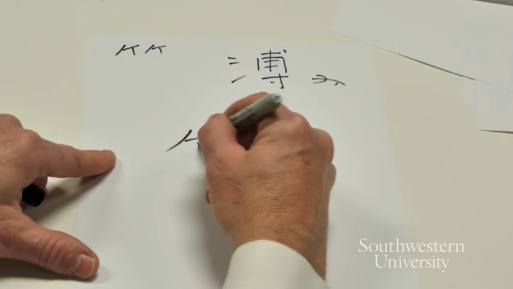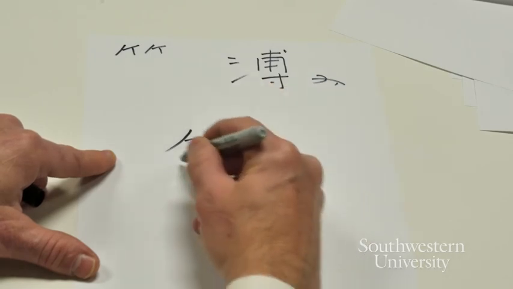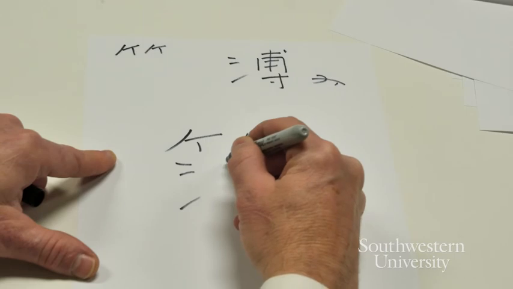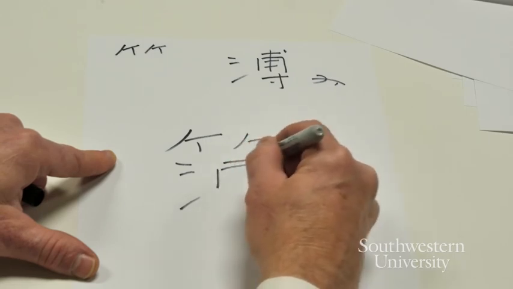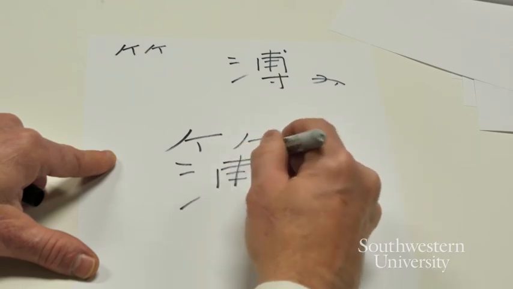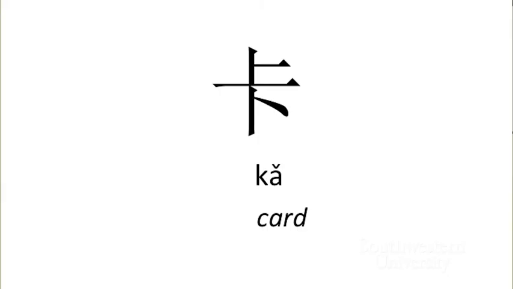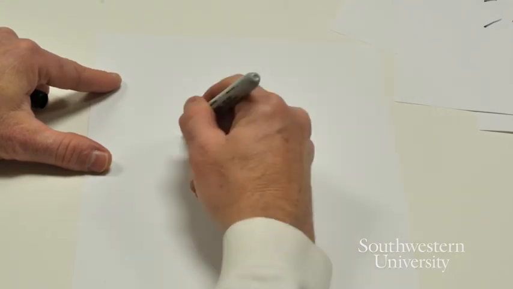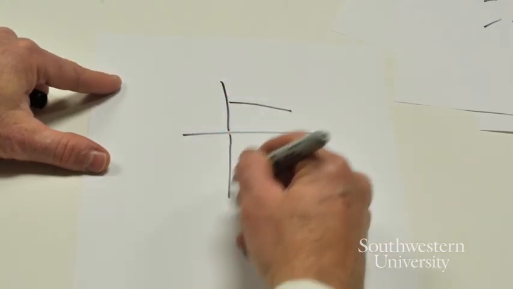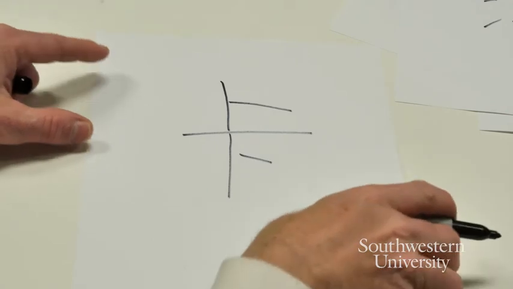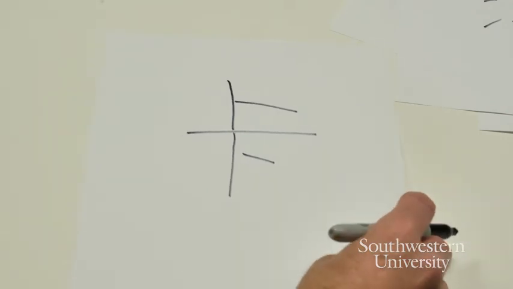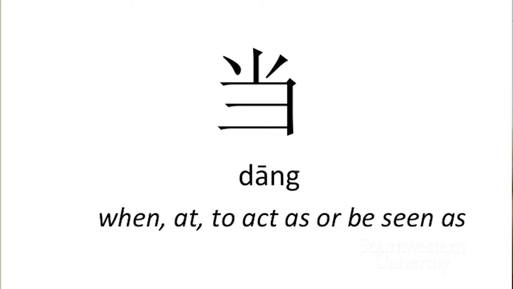Pie, heng, dian. Then the water, and then the fu, and then the twin. Ka, and I do not know where that character derives from. Ka, a card.